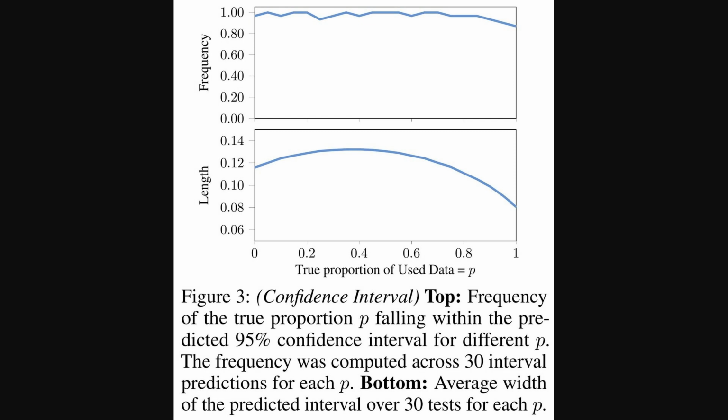Building on that efficiency, this next figure looks at how well their method quantifies the uncertainty of its estimates using confidence intervals. A confidence interval is essentially a predicted range of values that's likely to contain the true answer, here the true dataset usage proportion, with a certain probability, like 95%. The top plot shows excellent coverage across different true proportions of used data, meaning the true proportion nearly always falls within their calculated 95% confidence interval. The bottom plot then shows these intervals are also quite tight, with an average width around 0.1 to 0.14, indicating good precision in capturing that uncertainty.